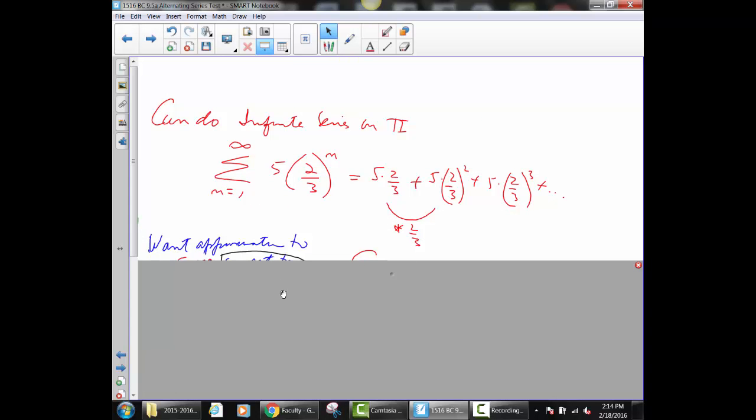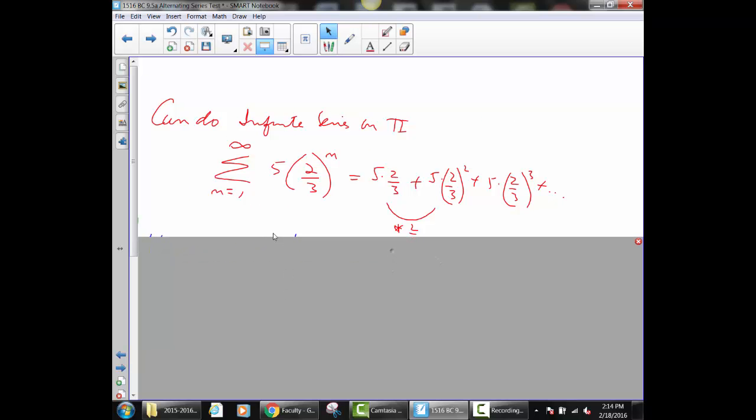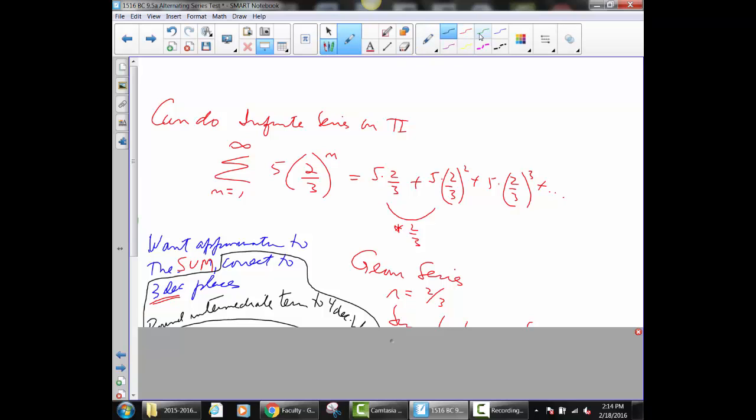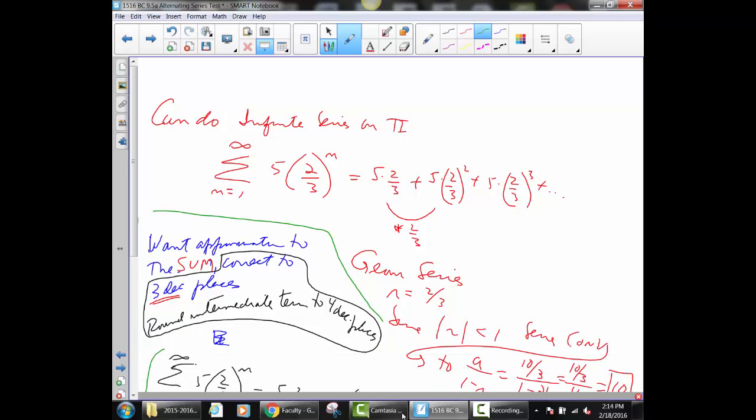You can do an infinite series on the TI. You'll just enter it exactly as you see it, and it goes from 1 to infinity of this expression. The only thing is sometimes that'll be just too large for the calculator to handle, so you might want to change that infinity to 100 or 50 if that happens. Now, this is a different thing, so let me mark that off as a different topic.